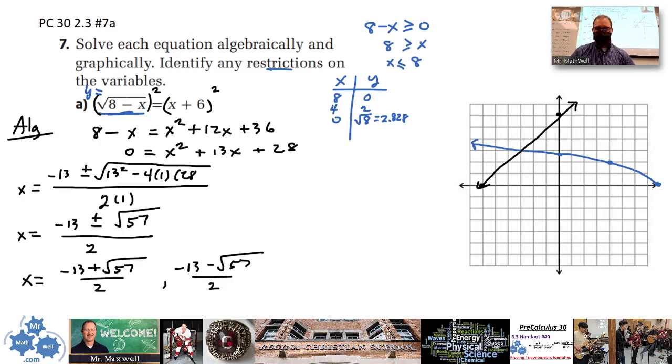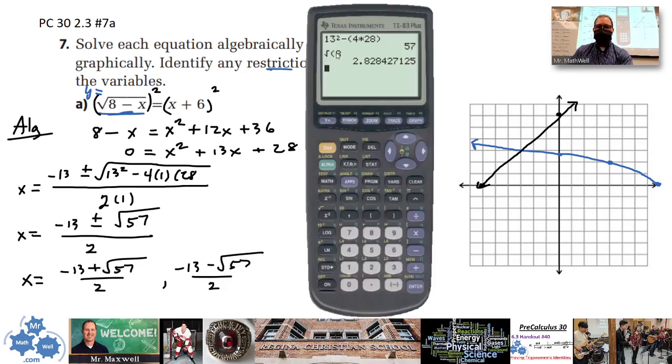All right. So did we calculate this yet? No, not really. So negative 13 minus root 57 divided by 2. Okay, so that's going to be about negative 10. Okay, well, that's not negative 3, is it? So let's check the other one. Oh, that was the negative one.